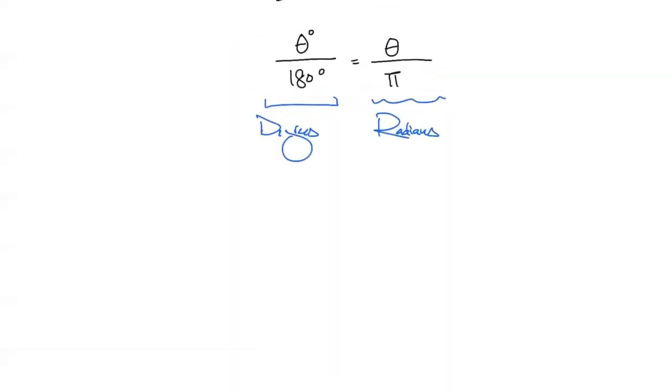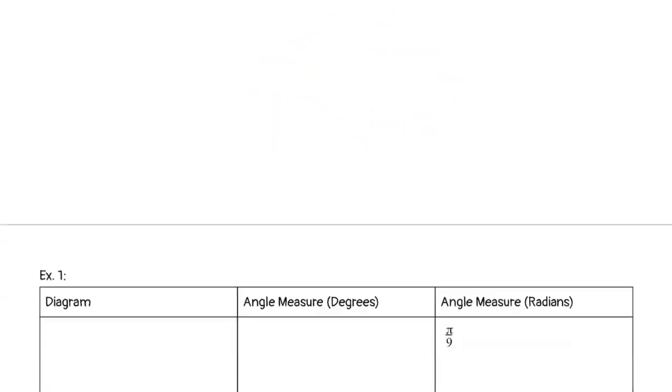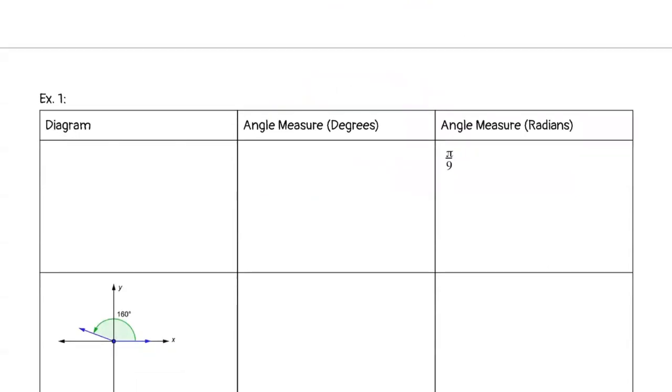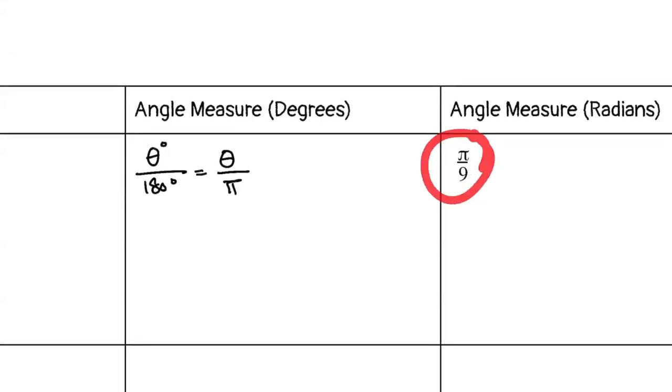All we're going to do is go back up into our notes and grab this formula right here: theta degrees over 180 degrees equals theta over pi. So we've got theta in degrees over 180 degrees equals theta over pi, and everything on that right-hand side is in radians. Now the only piece of information I have is pi over 9. Where should I put that pi over 9? Does it go in the left numerator or the right numerator?